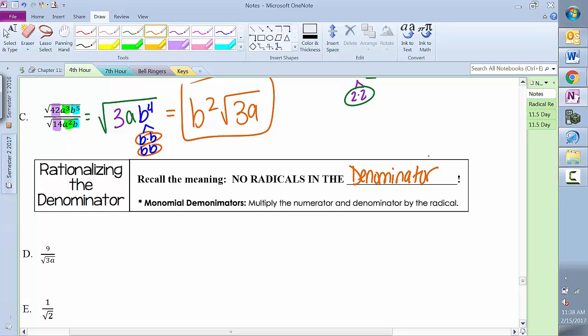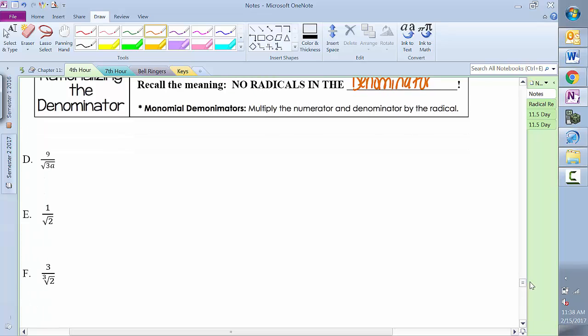Mathematicians at some point said that we cannot have radicals in the denominator. I'm not really sure why. I'm going to look it up, but for some reason we just can't have radicals in the denominator. It's just not the form that we go by. So, for monomial denominators, we just multiply the numerator and the denominator by what that radical is. I'll show you an example for D, and it's actually pretty easy. When you are rationalizing the denominator, all you're doing is taking the radical that's on the bottom and multiplying the top and bottom by it. This is going to eliminate that radical on the bottom. That's why we're doing it.